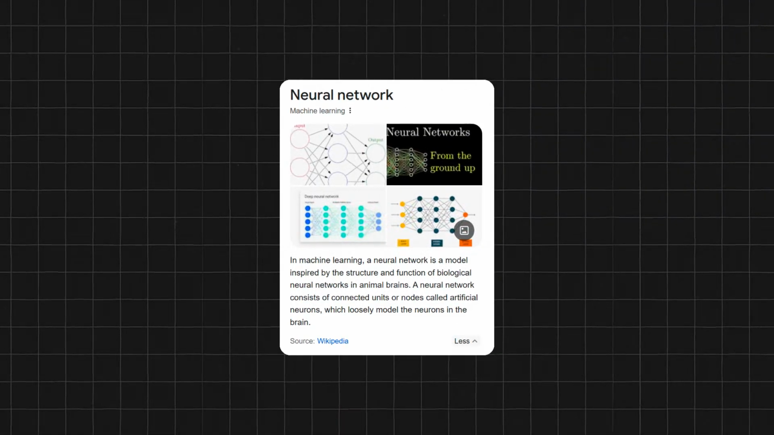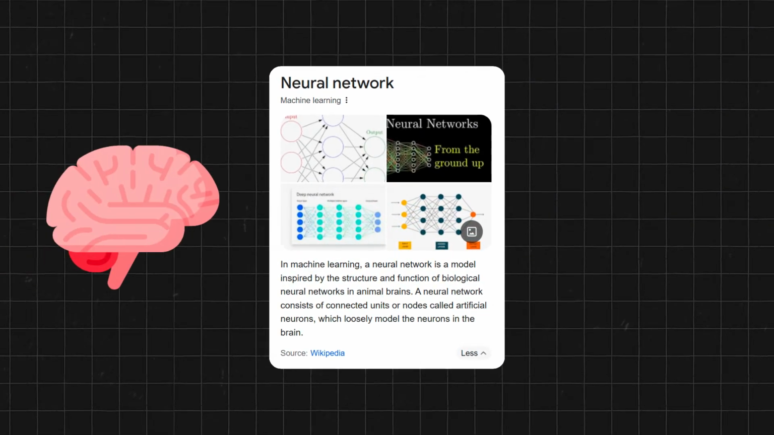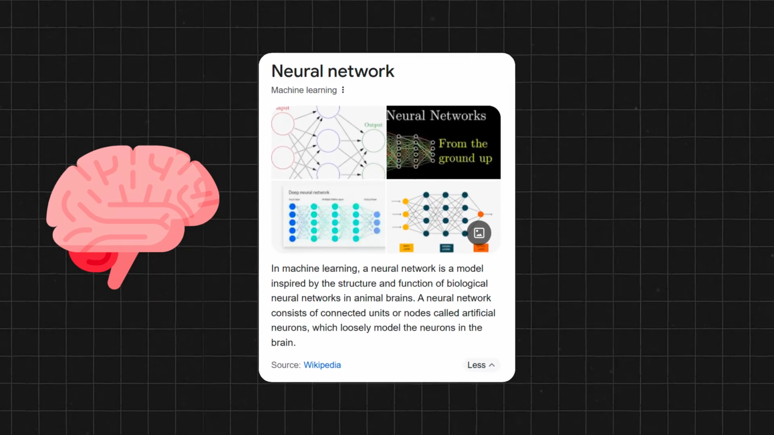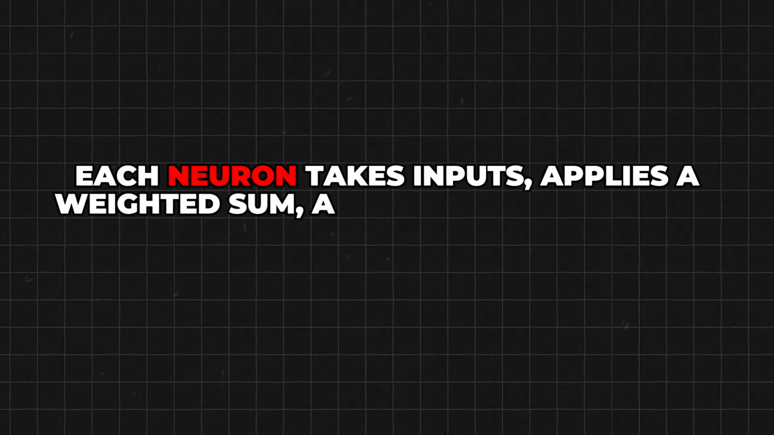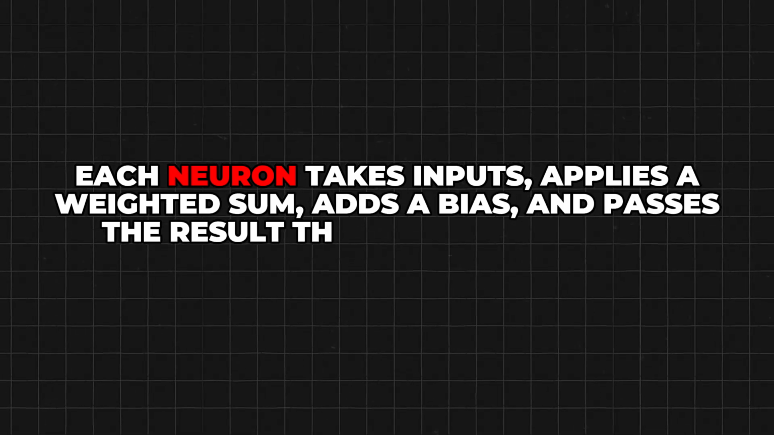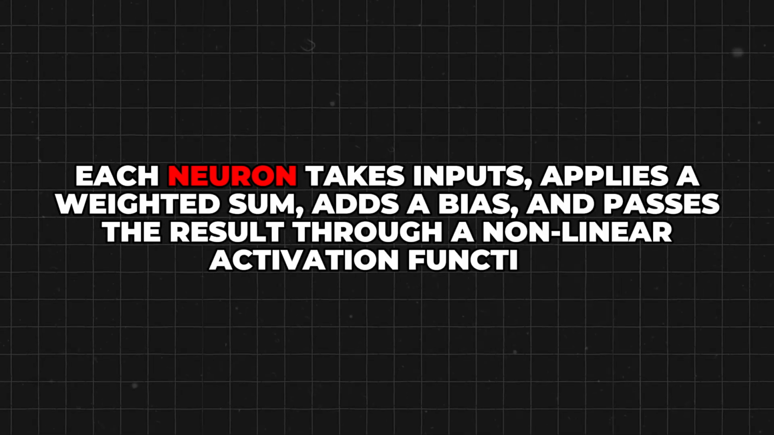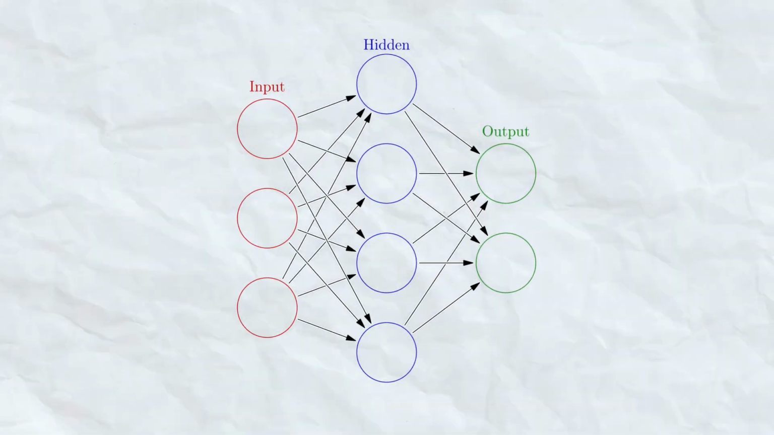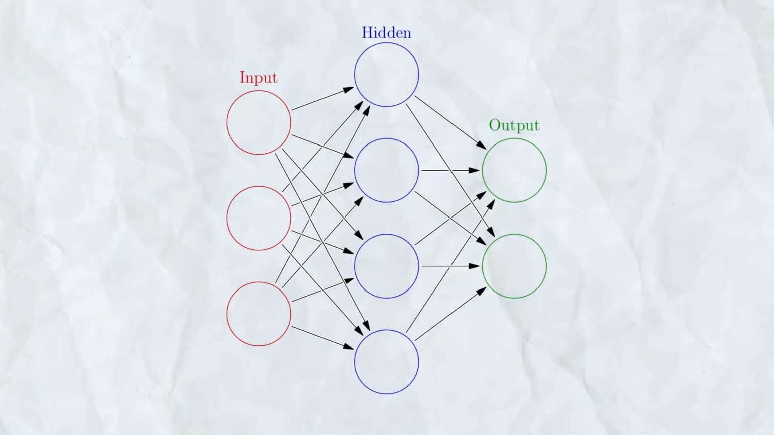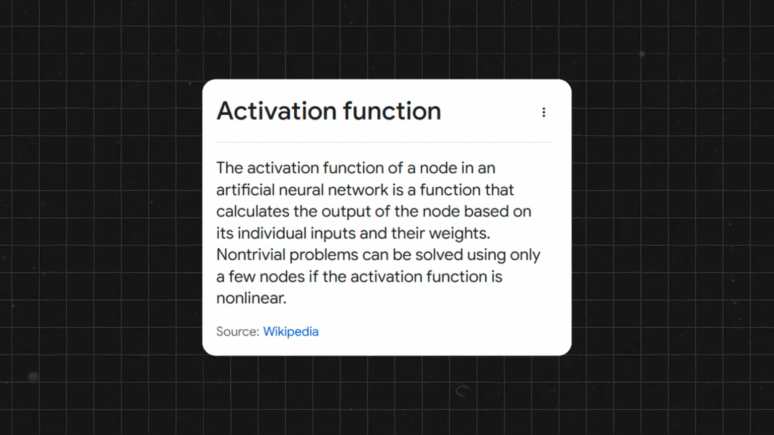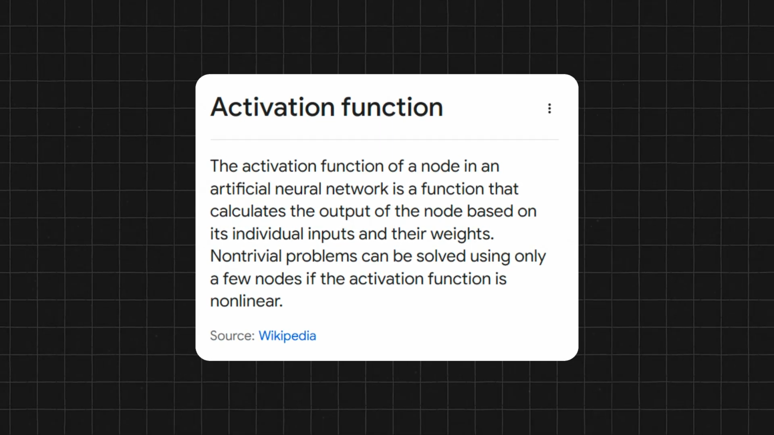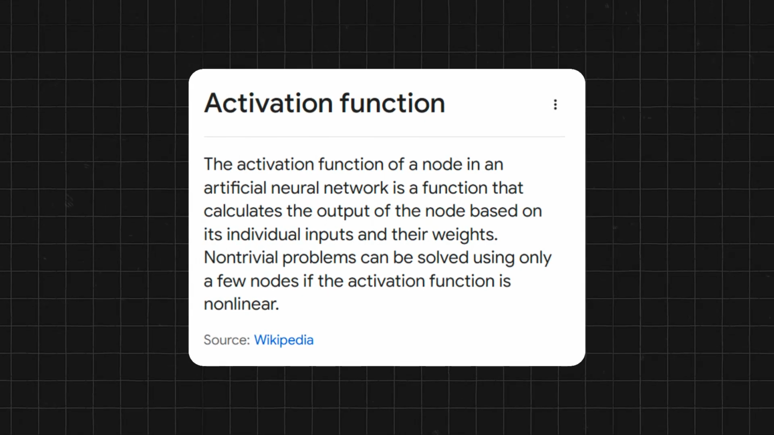Neural networks are inspired by the structure of the human brain, consisting of layers of interconnected neurons. Each neuron takes inputs, applies a weighted sum, adds a bias, and passes the result through a nonlinear activation function. A typical layer transformation might be described by the equation: the activation of the next layer equals the activation function applied to the product of the weight matrix and the current layer's activations plus a bias.